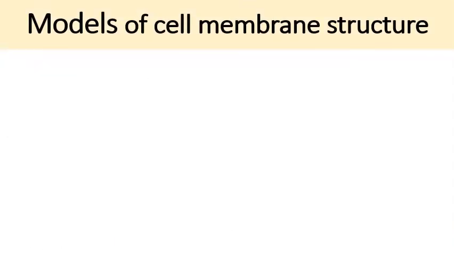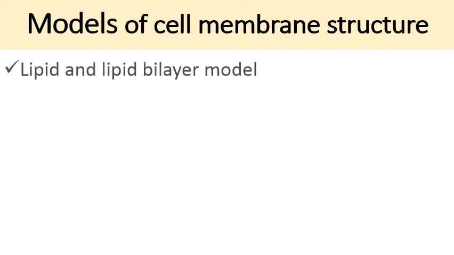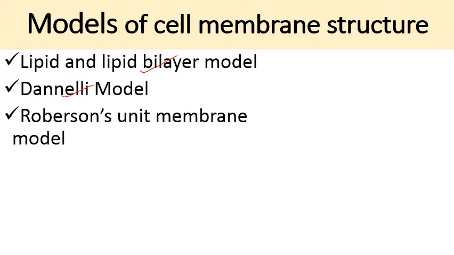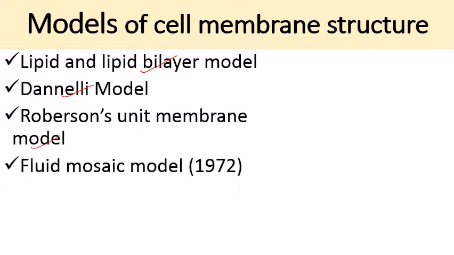Next comes models of cell membrane structure. There are various models which were provided to explain the basic nature of the cell membrane. Firstly, we have the lipid bilayer model, then the Danielli model, then the Robertson unit membrane model, and the fluid mosaic model, which was given by Singer and Nicolson and is the most accepted model of plasma membrane.